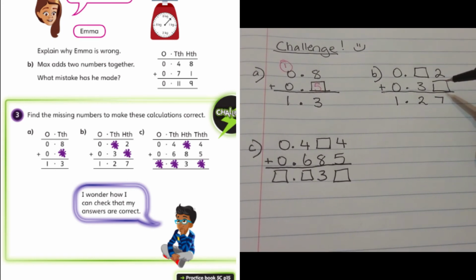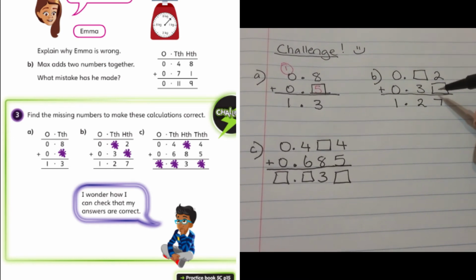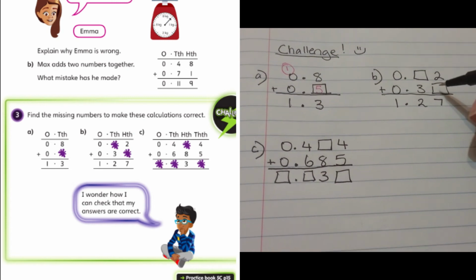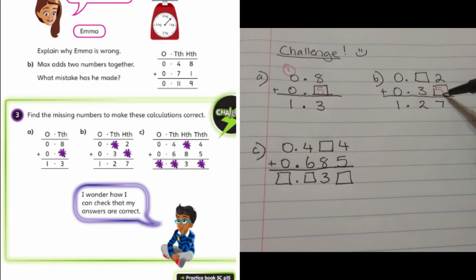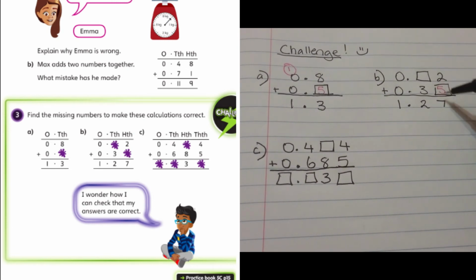Could I make a 17? No. In order to get to 17, I would have to add 15, and I can't have two digits in one place. So that means that this must be a 5. So 2 plus 5 is 7.